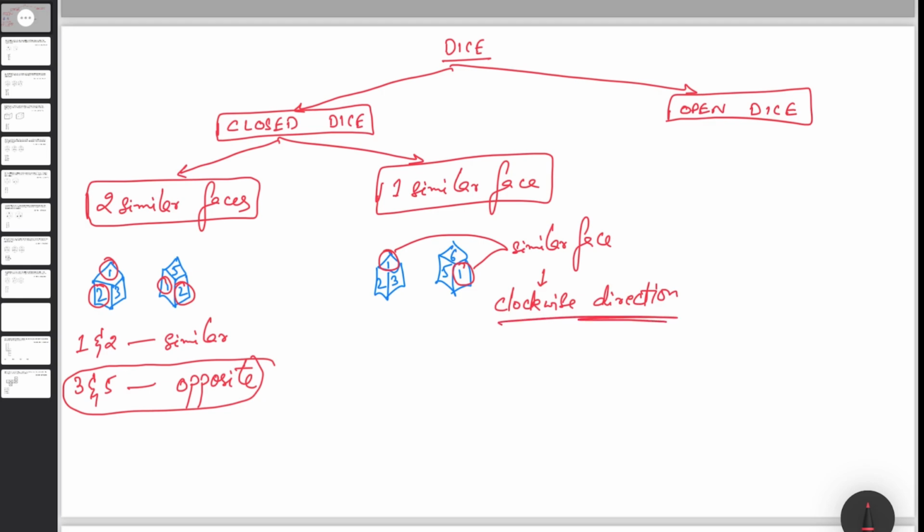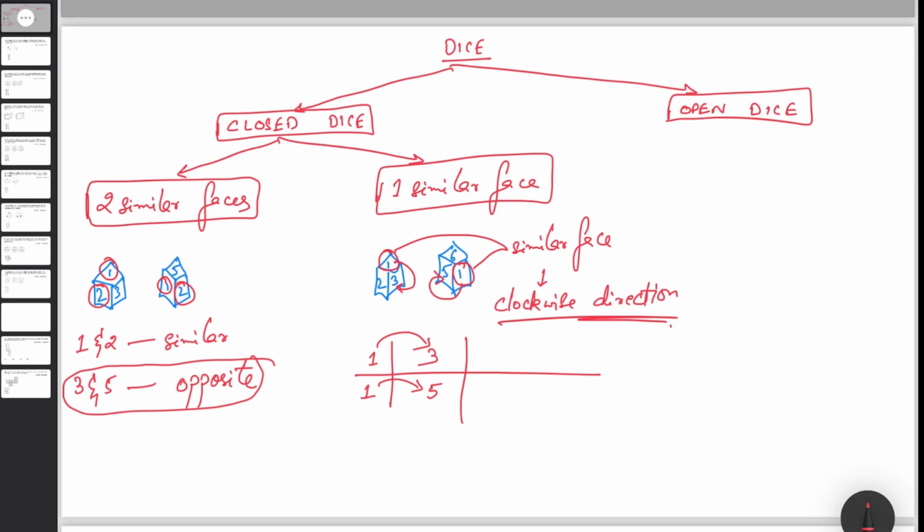So let's see the clockwise direction. There are two dice, first and second. The similar face is 1. Put the similar face here. After 1, what's here? 3. So let me write 3 here. And in the second dice, after 1, it's 5. So I will write 5 here.